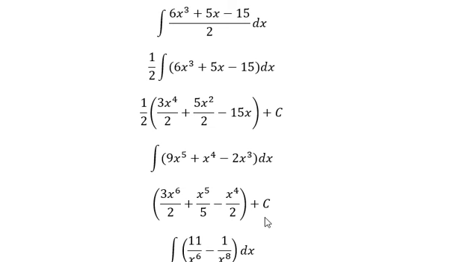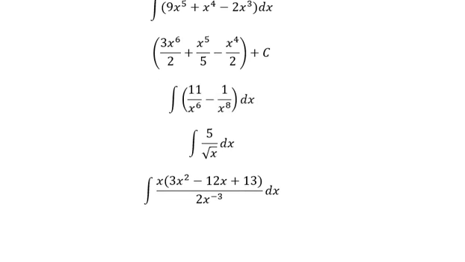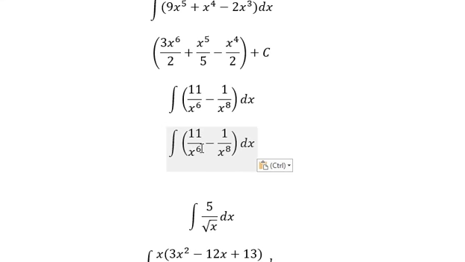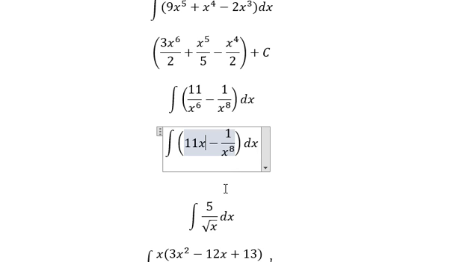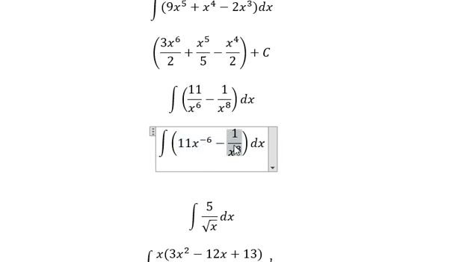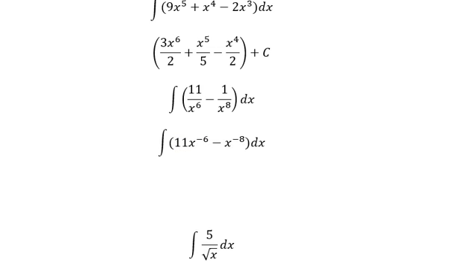Now we go to the next one. In this situation, 11 over x to the power of 6, we can write into 11x to the power of negative number 6, x to the power of negative number 8. So we got the final answer.